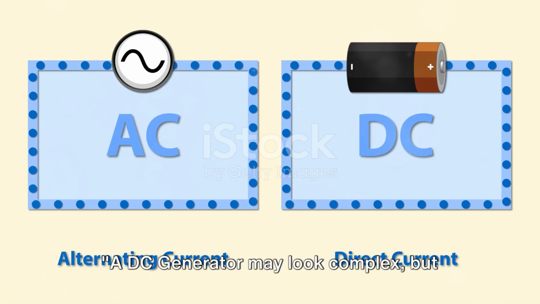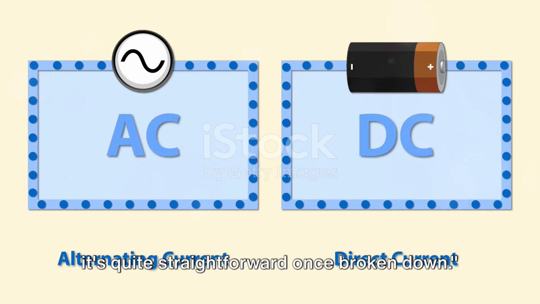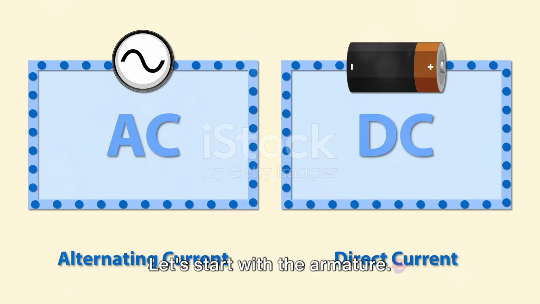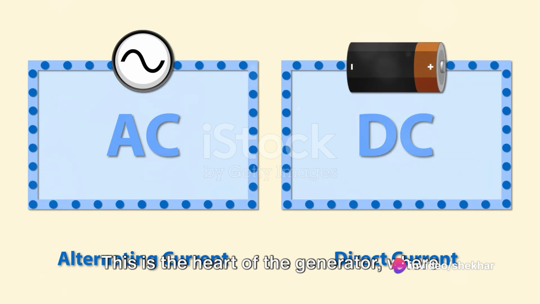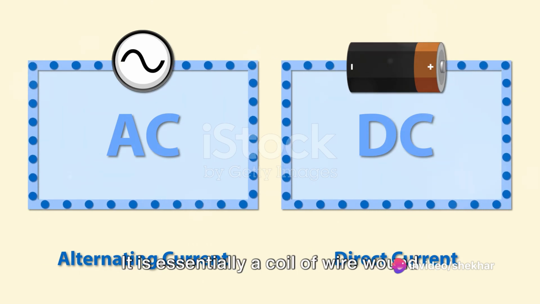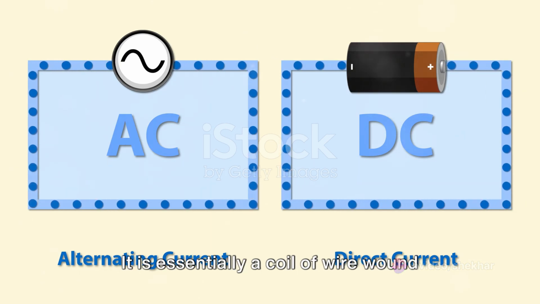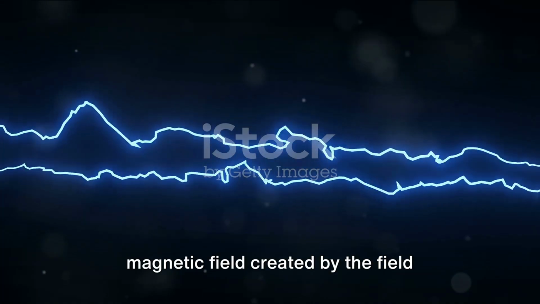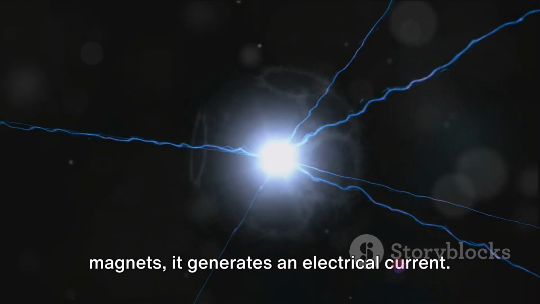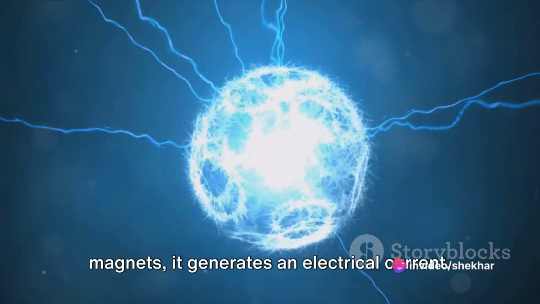A DC generator may look complex, but it's quite straightforward once broken down. Let's start with the armature. This is the heart of the generator, where the magic happens. It is essentially a coil of wire wound around an iron core. When this armature rotates in the magnetic field created by the field magnets, it generates an electrical current.